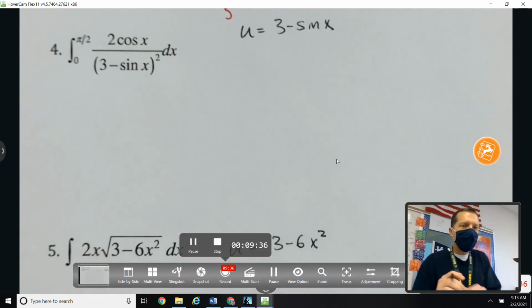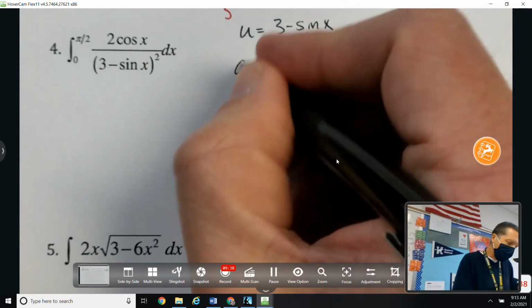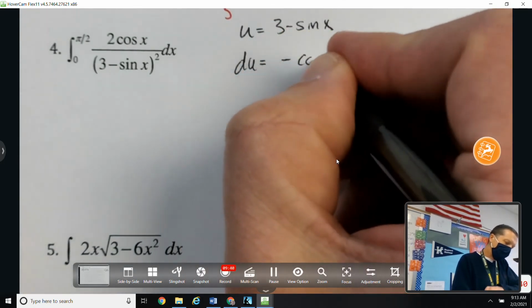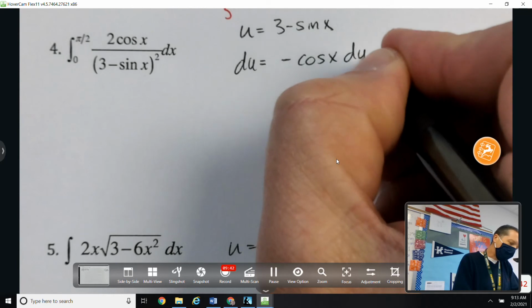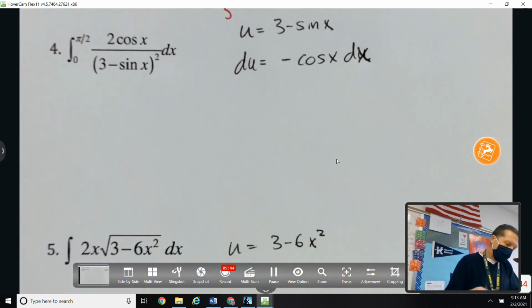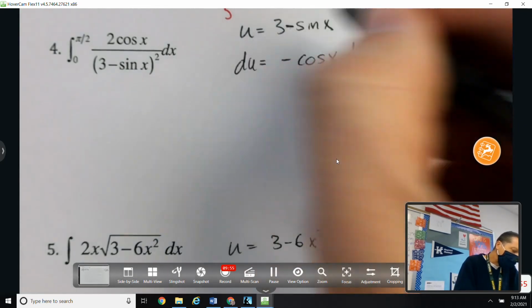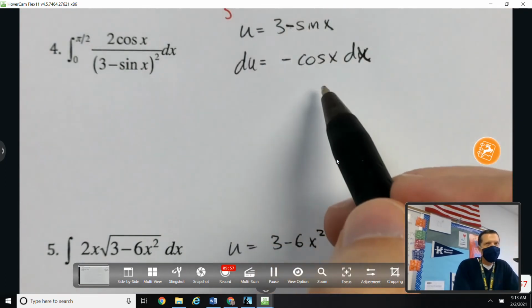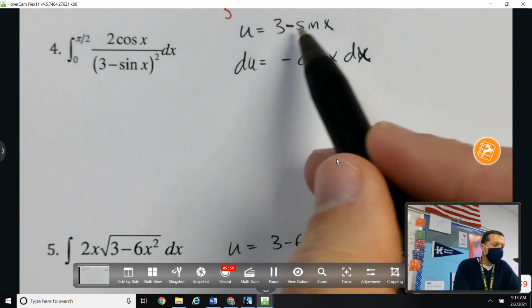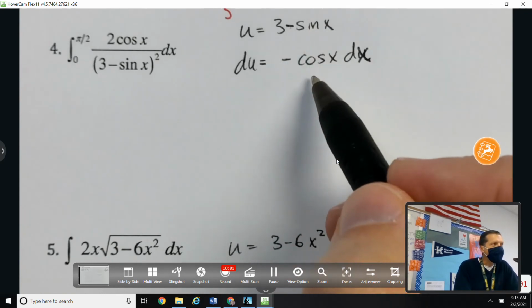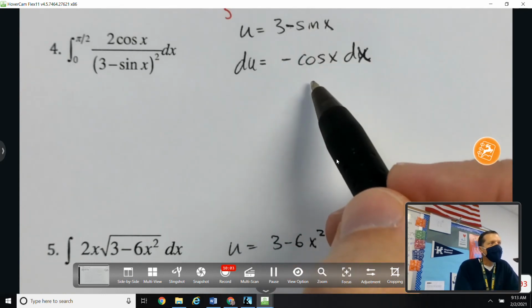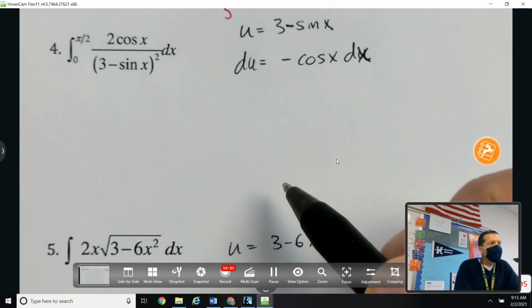Okay, so let's go over these. Looks like everybody did well on picking U and figuring out du and seeing how that works. On number 4, well, it's 3 minus sine x. So the derivative of sine is cosine, but the derivative of negative sine is negative cosine. Yeah, like this. Does that make sense?